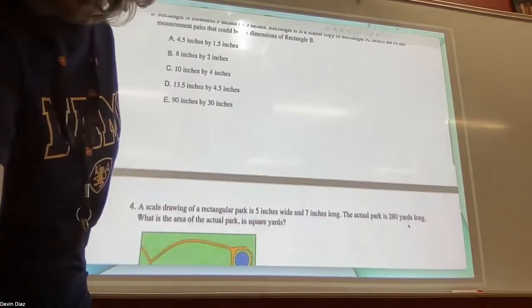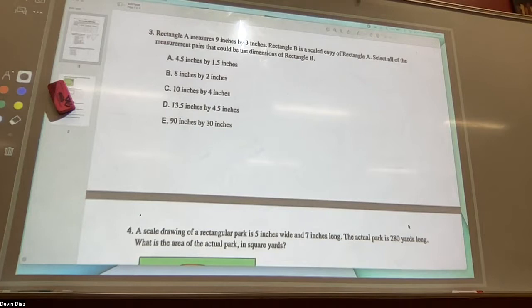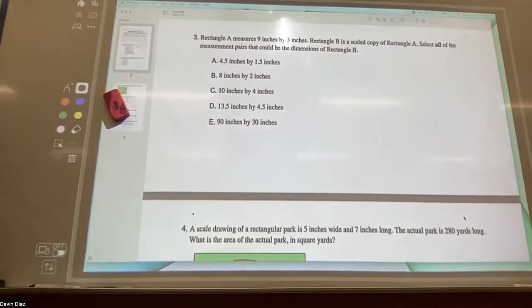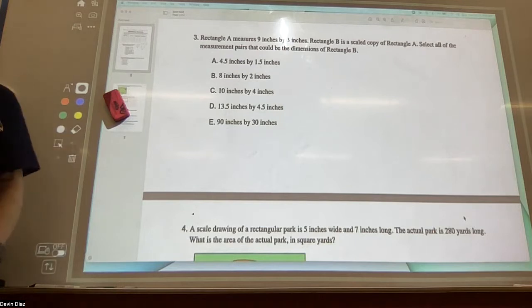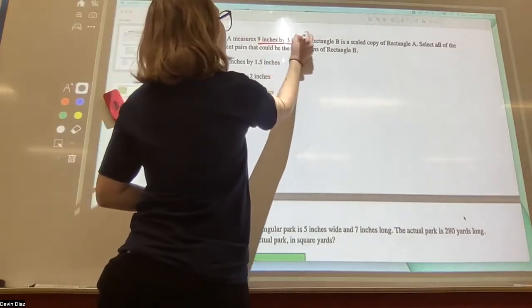Awesome. Okay. There are a couple ways to do this problem, but I'm just going to give us the easiest way to do it. I want you guys to raise your hand as soon as I say something that's important. Are you ready? Rectangle A measures 9 inches by 3 inches. Ooh, you guys are doing a lot better than my other class. Yeah. 9 inches by 3 inches.